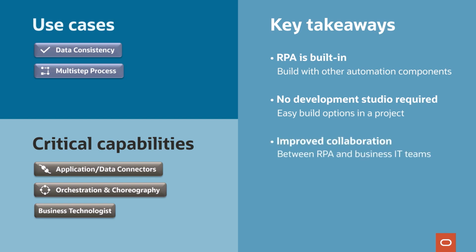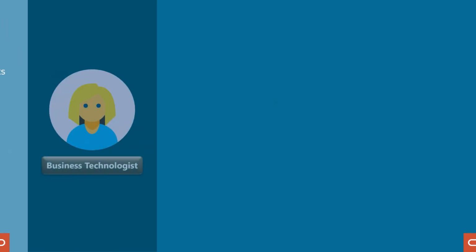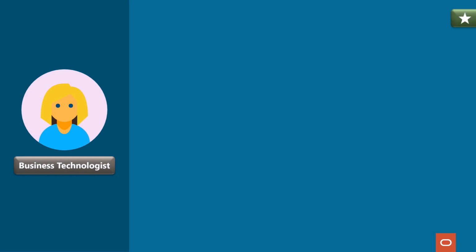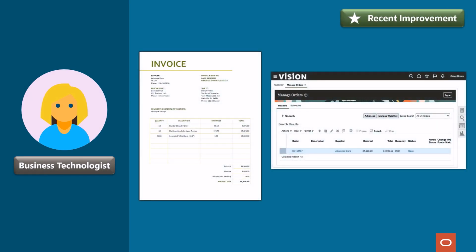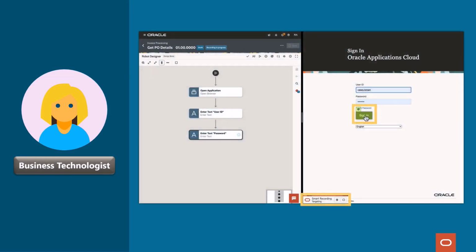Finally, collaboration is improved for RPA centers of excellence and business IT teams, thanks to the combination of building robots within a broader automation solution and providing simple tooling to create robots. A business technologist builds a robot using our new RPA capabilities. We'll call our robot Get PO Details. We'll pass the robot the PO number associated with the invoice, and the robot will find and retrieve the purchase order information. We'll use our RPA smart recording technology, which makes it simple for business technologists to build robots.